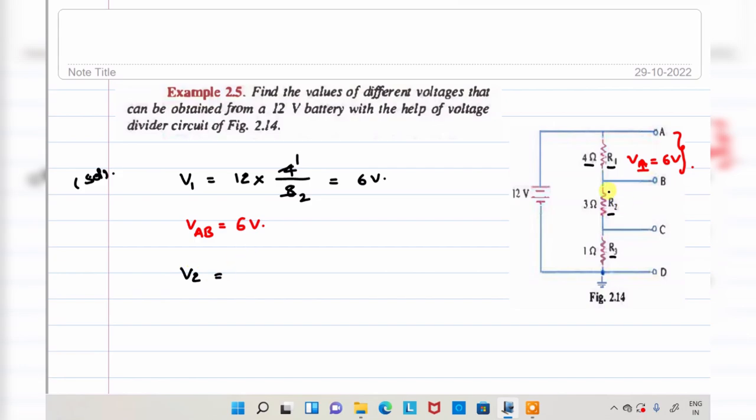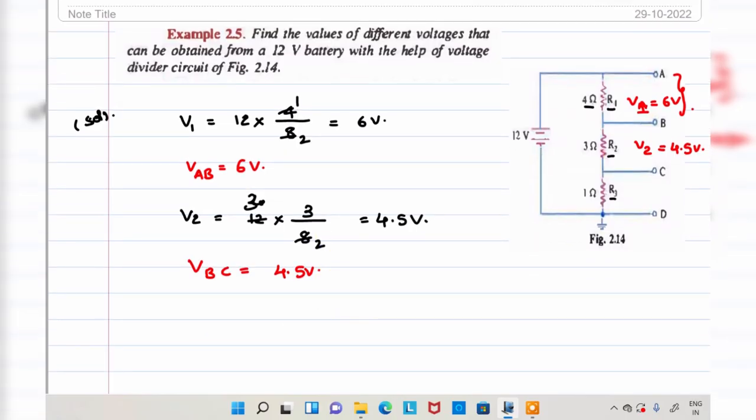V2 means only the voltage across the resistance R2. So only the voltage across the resistance R2: 12 into the resistance, find the voltage across the 3 ohm resistance. That resistance in the numerator, 3 divided by the total resistance. Here 3 times 2 times, that gives 4.5 volt. So the voltage between B and C, we can say, is 4.5 volt.